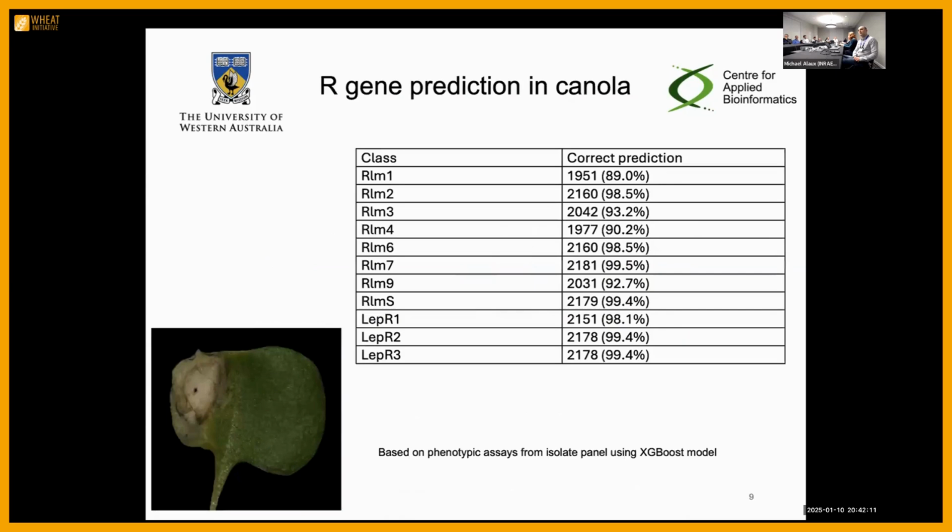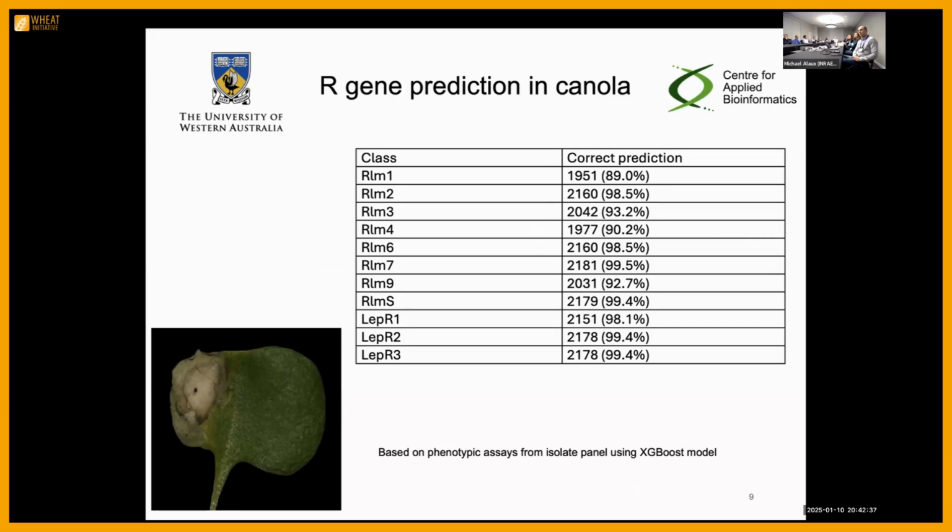This is looking at phenotypic assays in canola to try to predict which major resistance genes are in canola. These are normally assessed by doing infections on cotyledons. An interesting thing that came from this is that we had 4 replicates for each of the samples that we put in. And we thought, well, do we group them? Do we average them? Do we put them in separately?